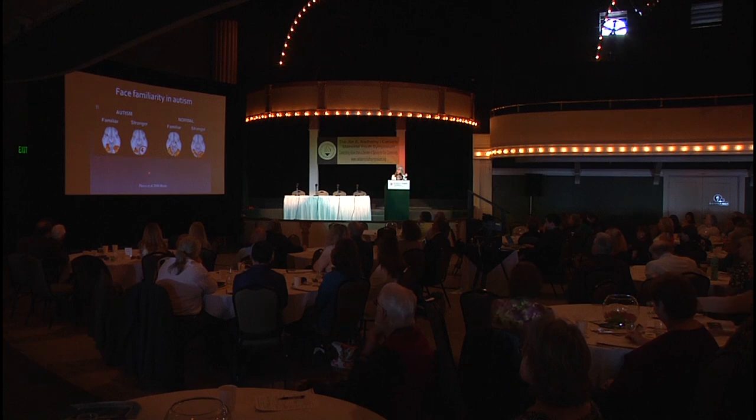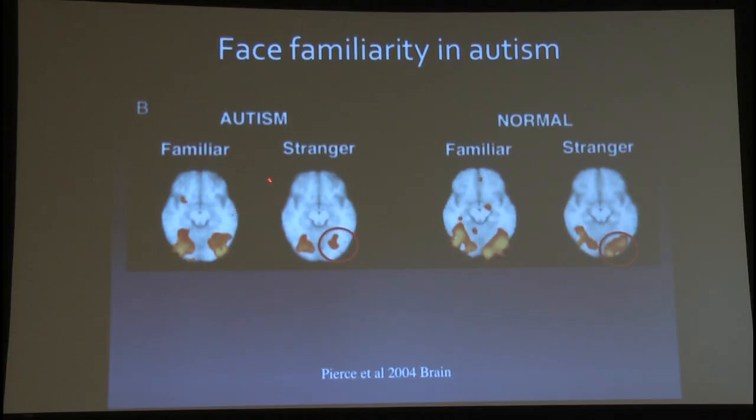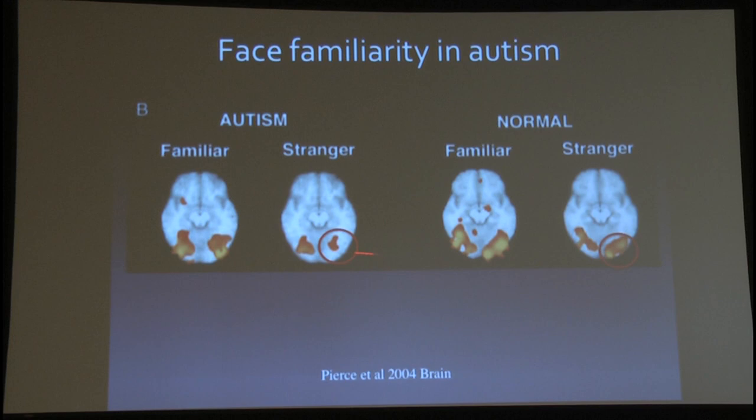So this is a great study by Karen Pierce in San Diego. And what she did was she took the same faces, but she showed kids also faces of people that they knew well, like their parents. So they looked at the differences between stranger faces and the more salient family faces. So what you can see here is if you look at the stranger faces, there's a big difference between the kids with autism and the typically developing kids.